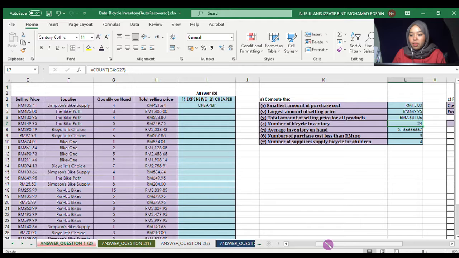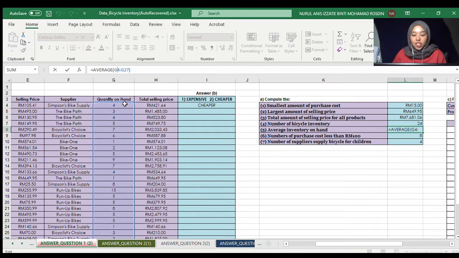And the fourth one is number of bicycle inventory. I'm using equal to count and drag the quantity on hand and enter. For the fifth one, average inventory on hand. I'm using the equal average and drag the quantity on hand range table and enter.